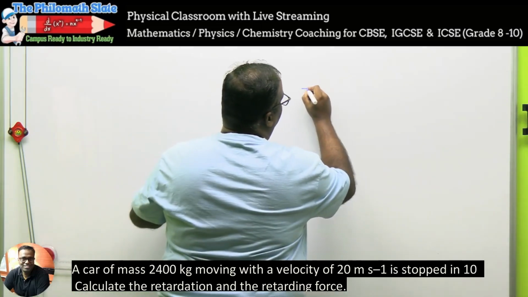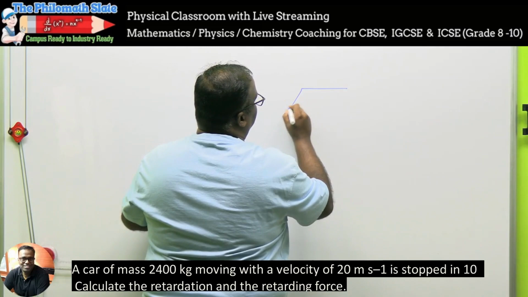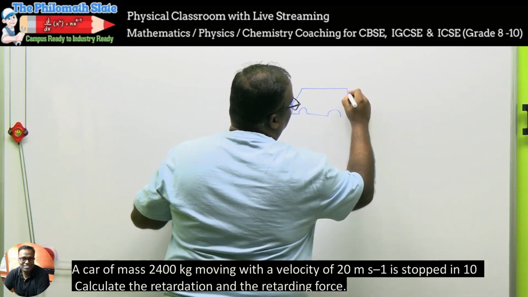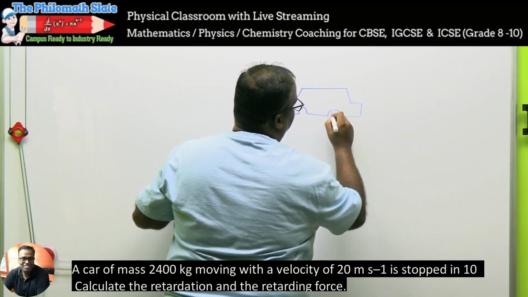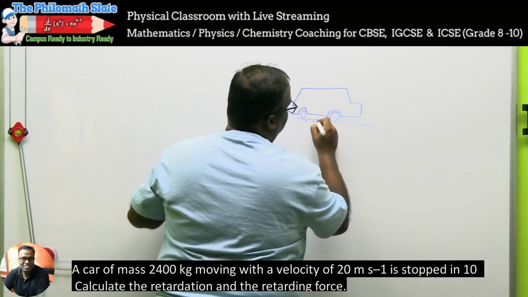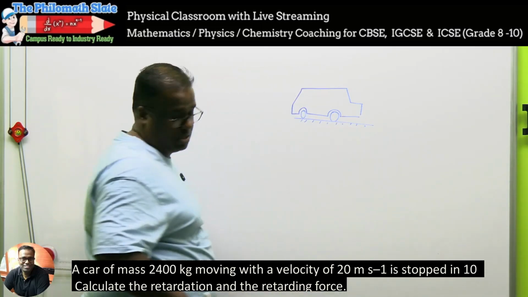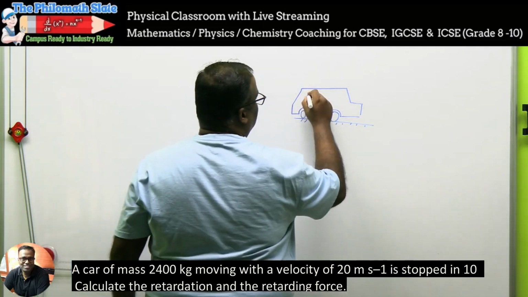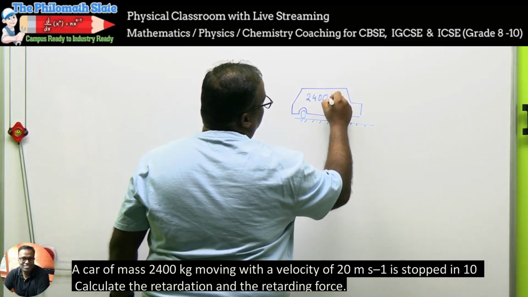So we have a car. We're drawing a lot of, maybe, sedans. So we'll make some SUVs. So this is our SUV. Okay. Now let's see what is given to us. Now a car of mass 2400 kg. So the mass of the car is 2400 kg.